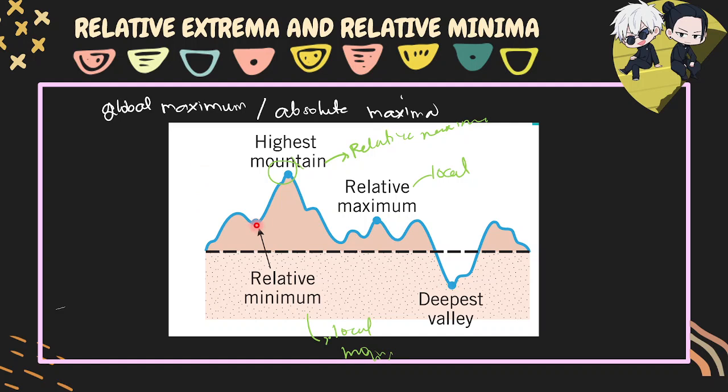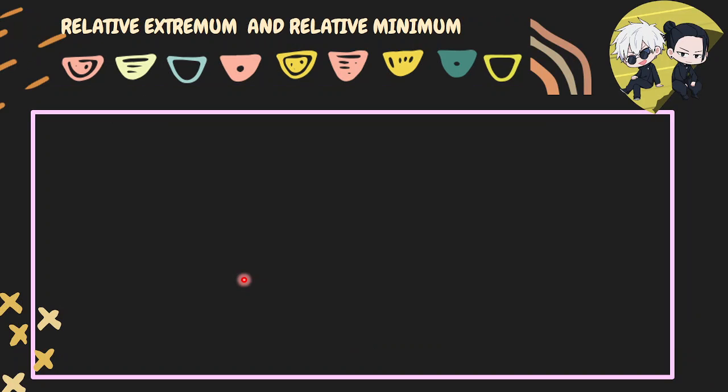So, is this point a global minimum or absolute minimum? This is not a global minimum because this is not the lowest among all of the function. However, this point is the lowest among this neighborhood. That's why it is a relative minimum. It is the smallest relative to those surrounding it, and it doesn't necessarily mean that it is the minimum among the whole function. Okay, continuing.